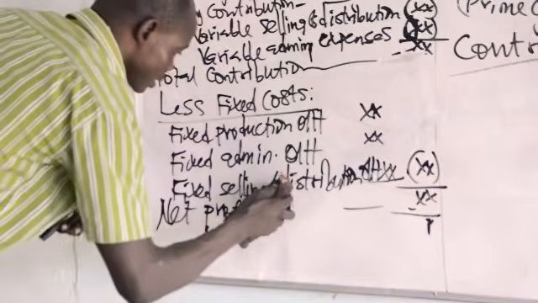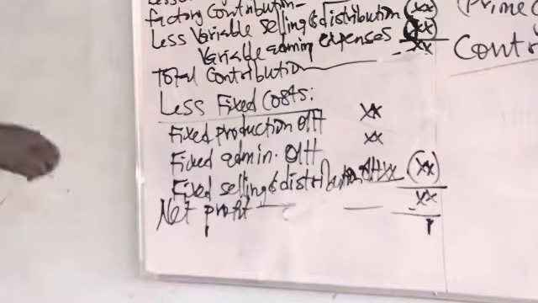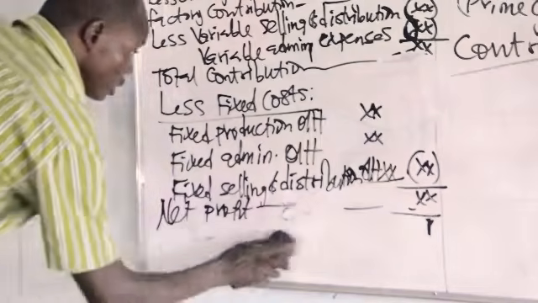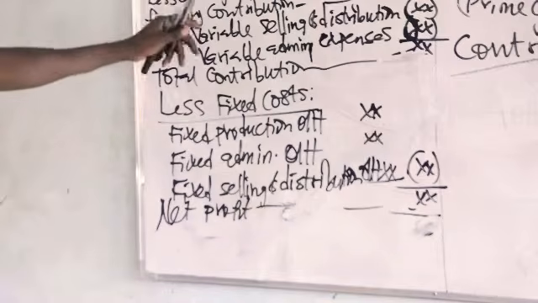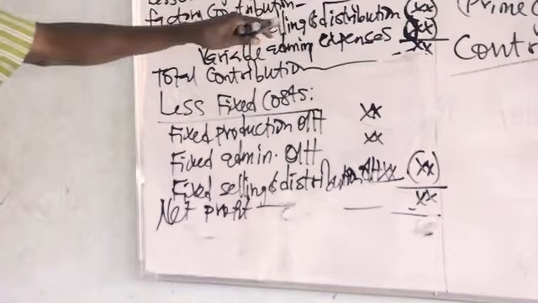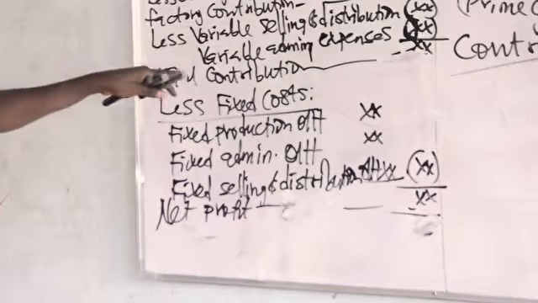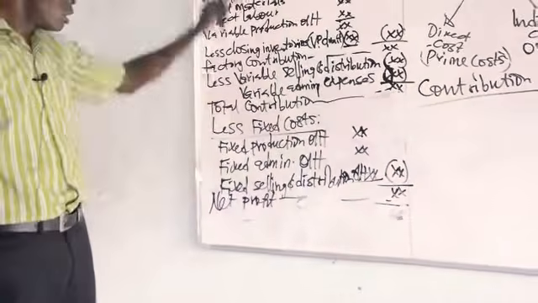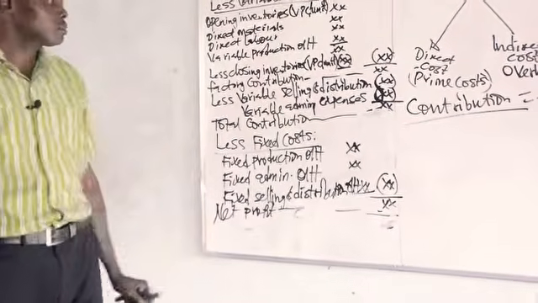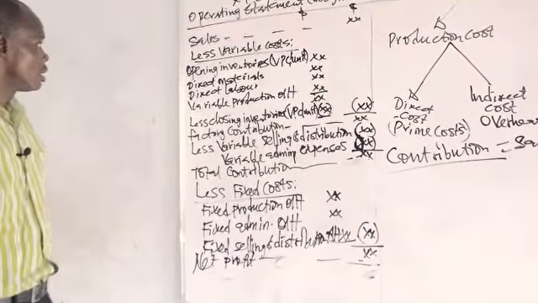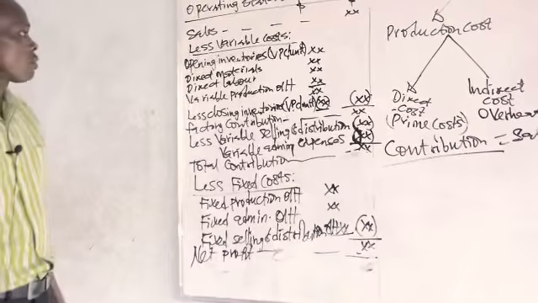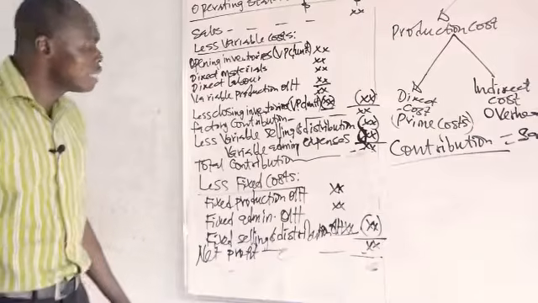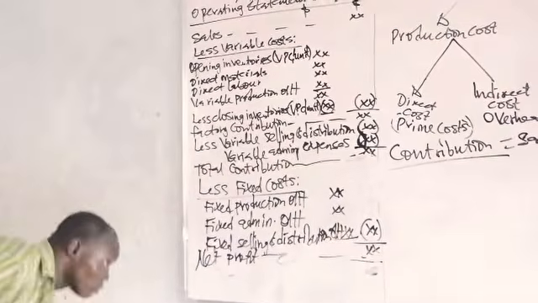Operating statement, marginal costing. You first of all consider your variable production costs in order to get the factory contribution. You less variable non-production costs to get your total contribution. You now less all your fixed costs. That will give us the marginal costing operating statement. Then the next one is absorption.